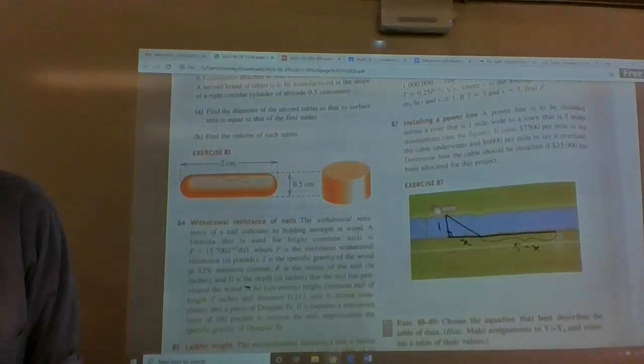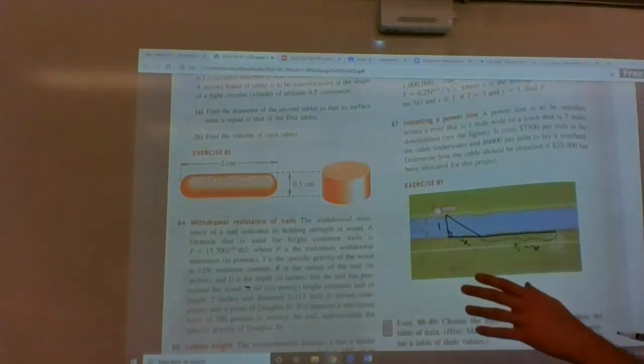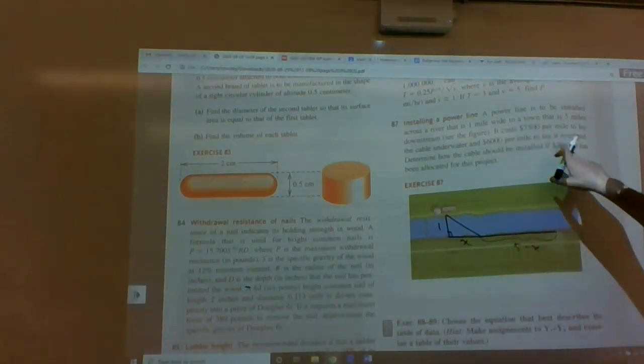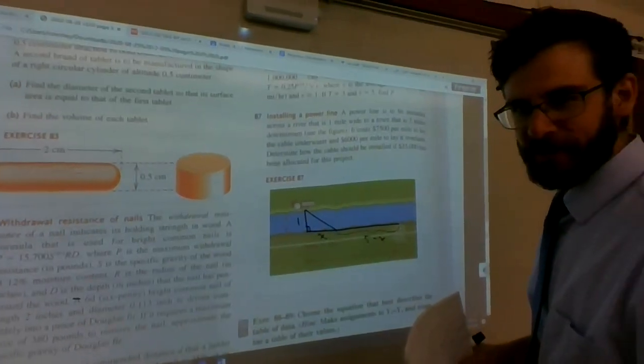Well, the first thing I would think about is doing an equation that basically reflects the cost in every way.